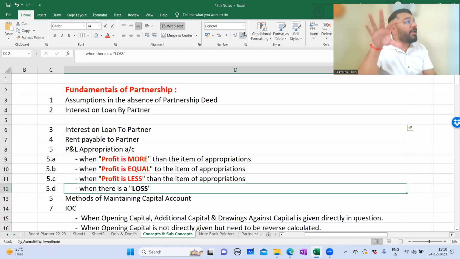So like that, you note down all the concepts and sub-concepts, and under that, whatever point you feel is appropriate for you to remember, you can make a note of it. This will serve as a checklist for you, and you'll have complete control of each and every chapter.